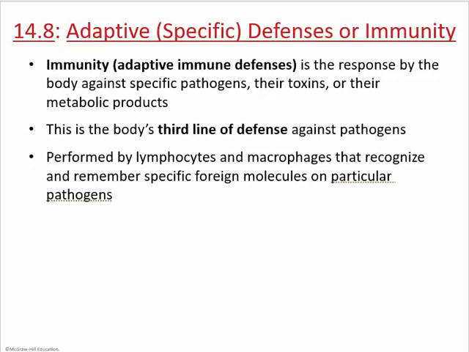There's a couple of things. One is that this system is specific. It is very specific for each specific antigen and for each specific pathogen. And it has memory. So once you encounter that pathogen once, your response to it will be stronger and better than the first time that you encounter it. And this is the basis for vaccination and why you don't get the childhood diseases later in your life.